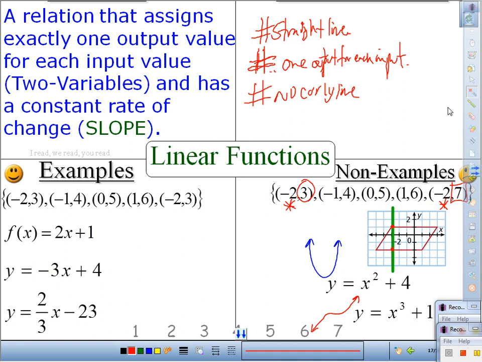All right. What would be one last thing? Look at the definition. What would be one last thing we can add to the hashtag? Marissa? No exponents. How about hashtag two variables? Okay. Steps.